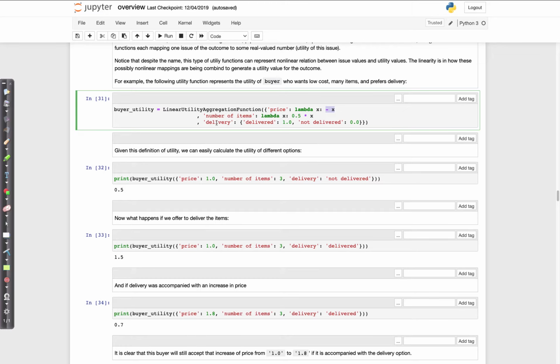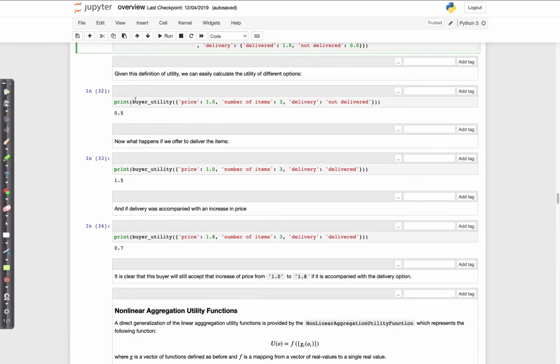Right? And for the number of items, it wants to buy as many items as possible. So it says that for the number of items, I just want it to go up. I want to buy a lot. But the value of this is half the value of the price to me, that's the weight factor. And about delivery, delivery is a discrete value issue in this case. It has two values, delivered or not delivered. I want it to be delivered. So I give it 1, and if it is not delivered, I get a 0. And then simply the sum of these three numbers gives you the utility value of any outcome.